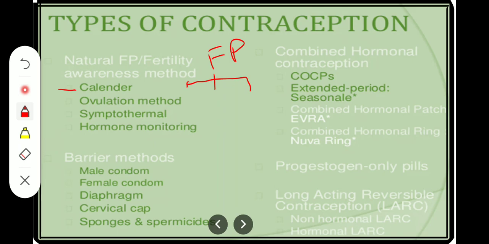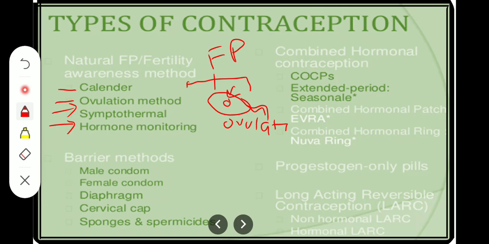Another method is the ovulation method. There are certain strips available which, on certain days when there is a chance of ovulation, the patient can use to check whether ovulation has taken place or not. The thermal method is also a method in which she can check the basal body temperature and assess whether this is a suitable time for coitus or not. Then there are certain methods like hormone monitoring as well. So all these are methods which do not involve the specific use of any contraceptive.